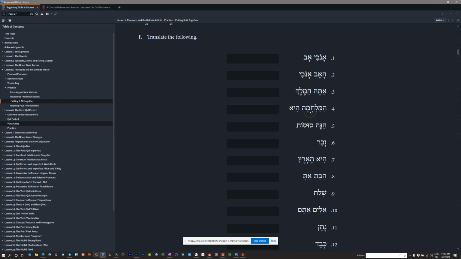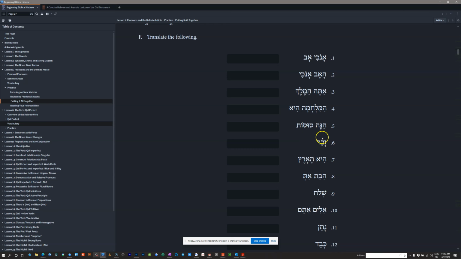It's a little weird in English. We don't really say it is the battle, but he Hamilchama, this is a situation where we would not use she here, because in English we wouldn't refer to a battle as she. We would refer to it as it. It is the battle. Number 5, Hena Susot. They are horses or they are mares.